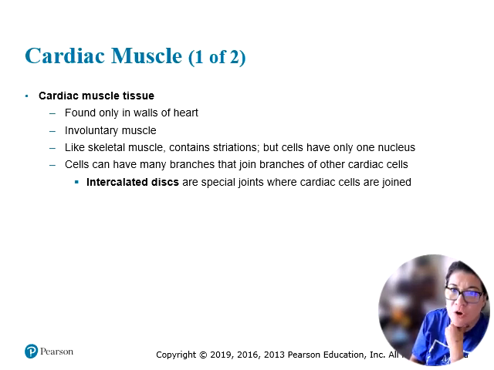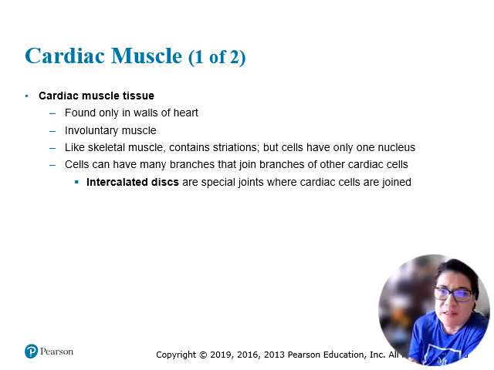Cardiac muscle is only in your heart. You also have other types of muscle in your heart, like smooth muscle. Just smooth muscle, you don't have skeletal. So this is involuntary. It's also striated, so it's striated like skeletal. The only one that's not striated is smooth muscle. And these cells have one nucleus instead of many, so that's a difference. And then there's a special joint where they connect called intercalated discs.